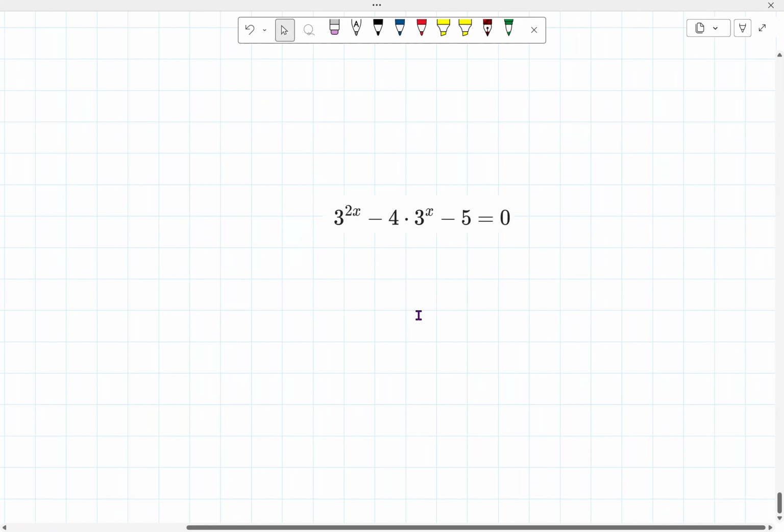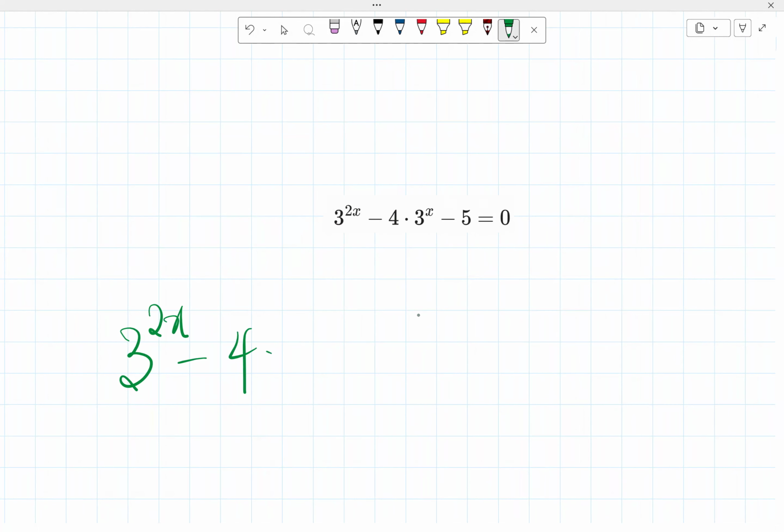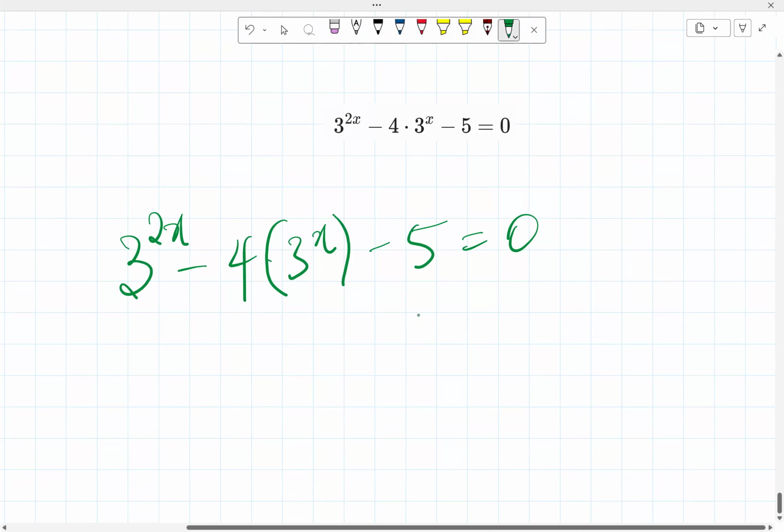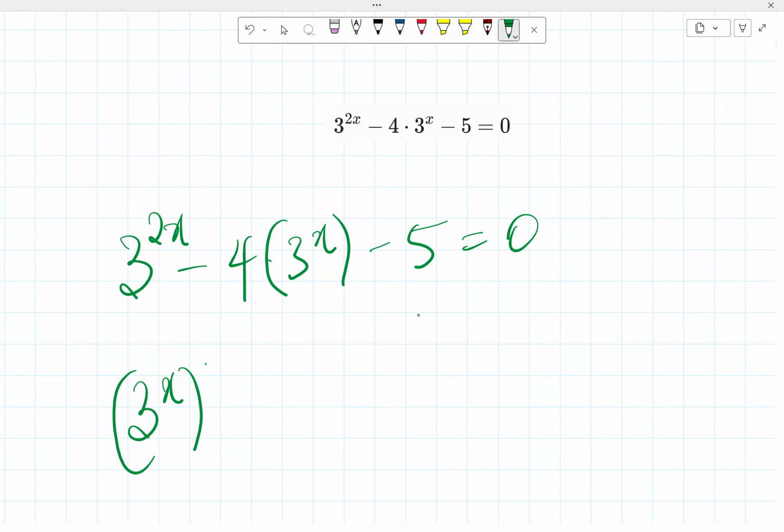Now we need to solve for x here. So now I have 3 raised to power 2x minus 4 times 3 raised to power x minus 5 equals 0. So we can say, of course, this is 3 raised to power x. And this 3 raised to power 2x means you have 3 raised to power x, raised to power 2, minus 4 into 3 raised to power x minus 5 equals 0.